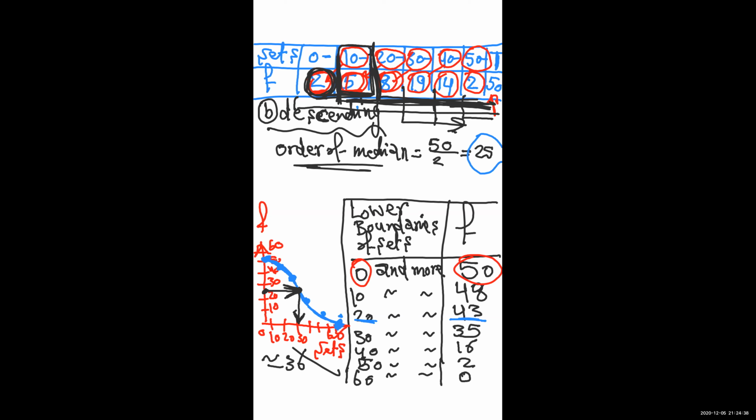Mister, can you say what is the order of the median again? The order of the median equals the total of frequency from the table. It's 50, divided by 2. So the order is 50 divided by 2, which is equal to 25.